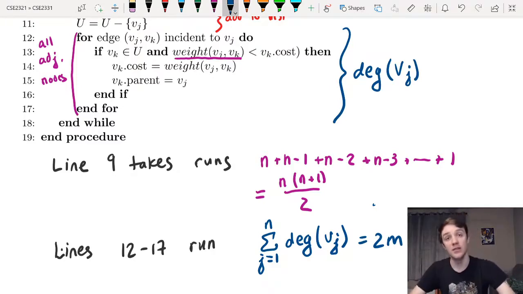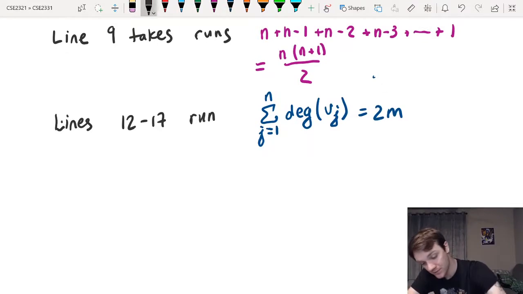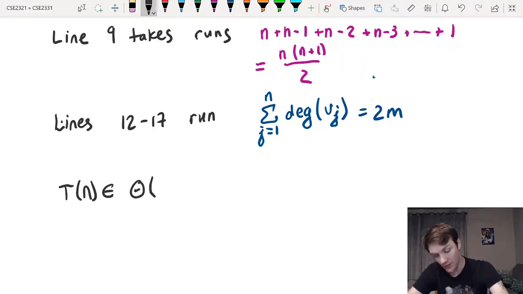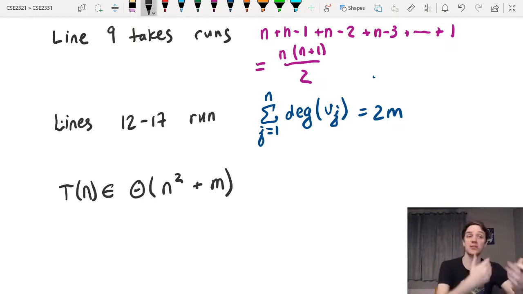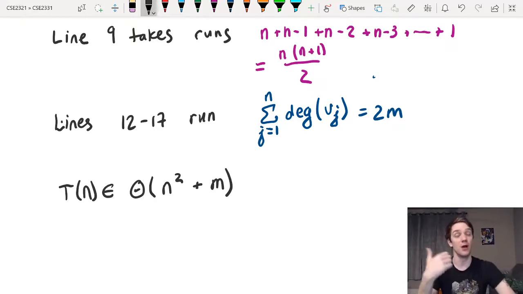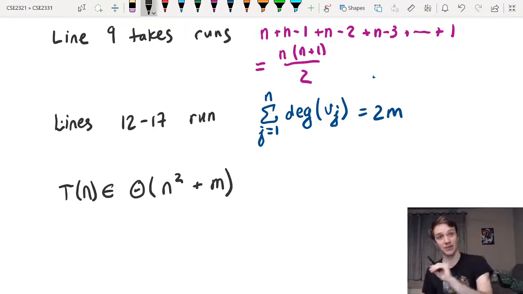So, the total runtime, T of n, is in theta of... line 9 takes n squared time, and then those other lines take m time. And depending on the graph, m has certain variability. M goes, again, from about n minus 1 to about n squared over 2. So this is going to be in theta of n squared, or big O of n squared, guaranteed. So this is guaranteed to be roughly better than the last one.